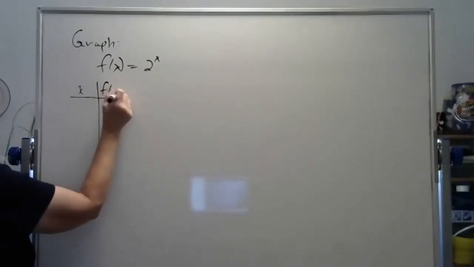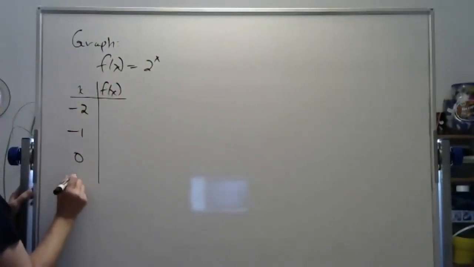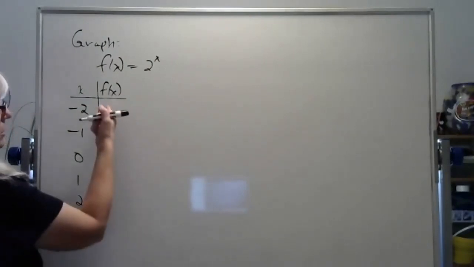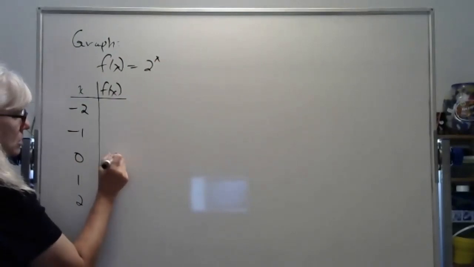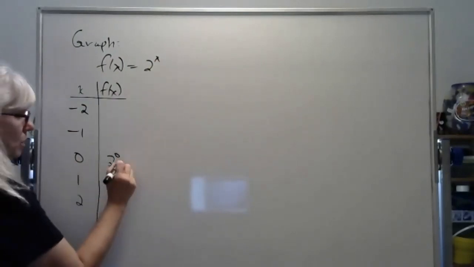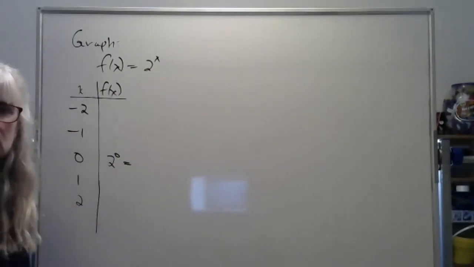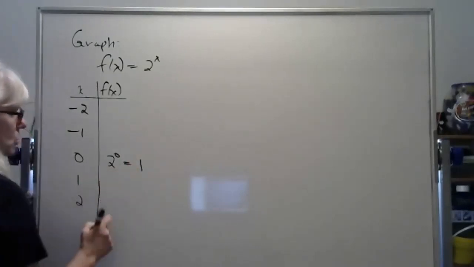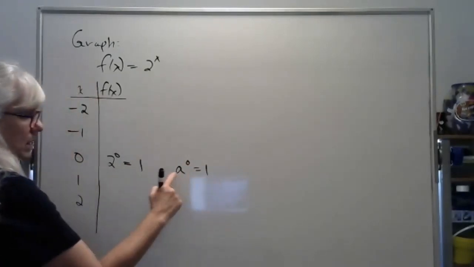So here's f of x. And I'm going to plug in -2, -1, 0, 1, and 2. So those are the values we'll use. Normally I would start with -2, but I'm actually going to start down here just to make sure everybody understands what we're doing. So this would be 2 to the 0 power. And does anybody remember what something raised to the 0 power is? 1. Beautiful. So 2 to the 0 power is 1. And again, that's a reminder that a to the 0 power equals 1. Doesn't matter what the base is.